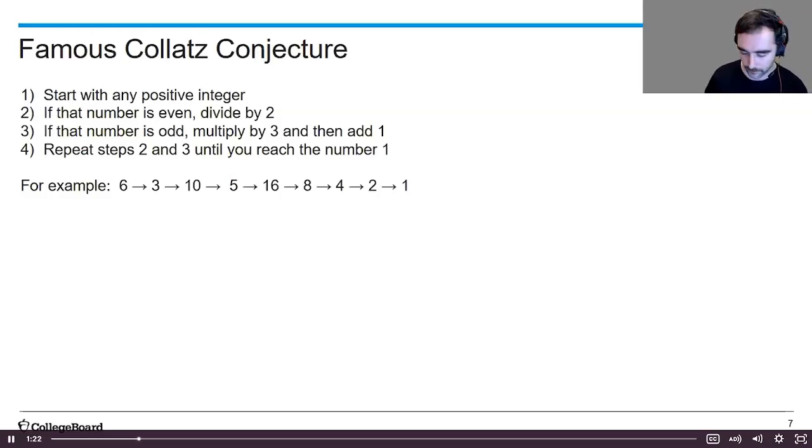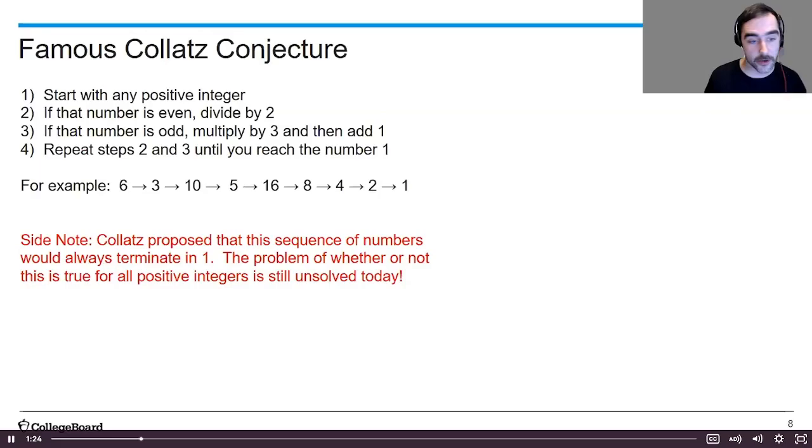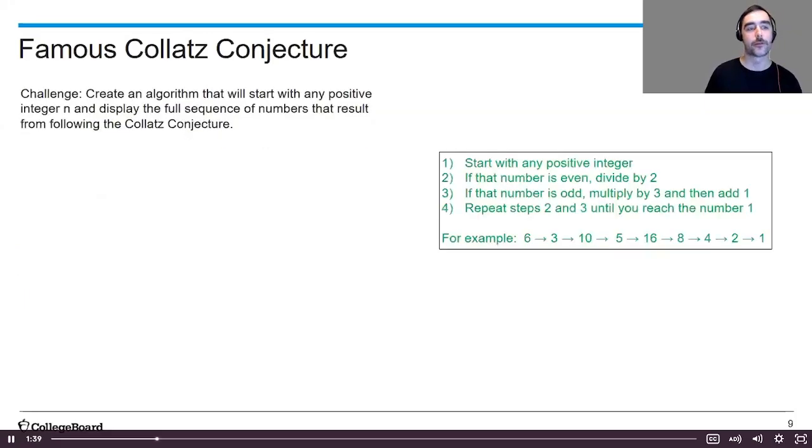to 1. Now, I want to point out as a side note, because this is my favorite math problem, that it's unsolved whether or not for every positive integer you'll eventually get back to 1. All right, but that's just a side note, so let's look back. How can we create an algorithm where I can start with a positive integer in, and then get the full sequence of numbers that will result from following the rules for the Collatz conjecture?